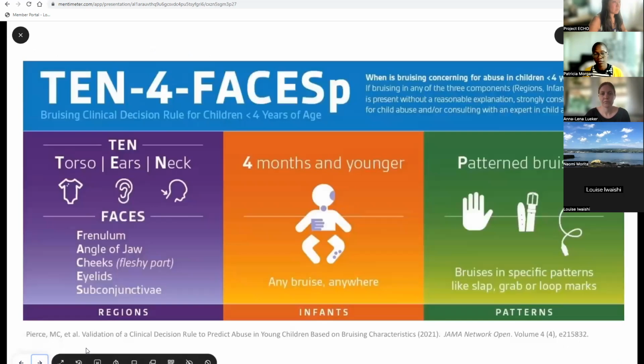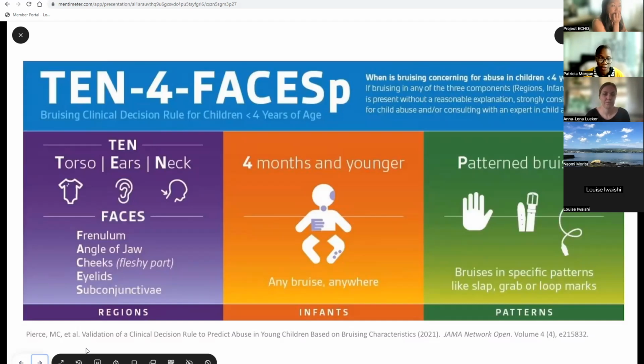So I'd like to tell you about a bruising clinical decision rule that you can use in your offices if you have a little one that presents with bruising or skin findings that are raising a suspicion for abuse. It's called 10-4 FACES P. This is helpful to use in children who are under the age of 4. It's based on work that was done by an ED physician who does a lot of work in child abuse and biomechanics and things of that nature. Initially, when she started doing this work, looking at children and bruising patterns that were highly concerning for abuse, she came up with 10-4. She expanded her studies and her research to come up with this expanded bruising clinical decision rule.